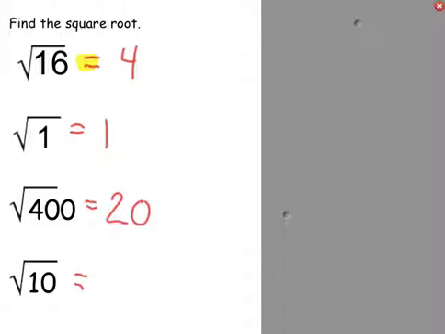Square root of 10. What number times itself equals 10? The problem is, the only thing I can think of is 5 times 2. But that's not the same number, which means I cannot solve this question. There is no square root of 10, so there is none. Okay.